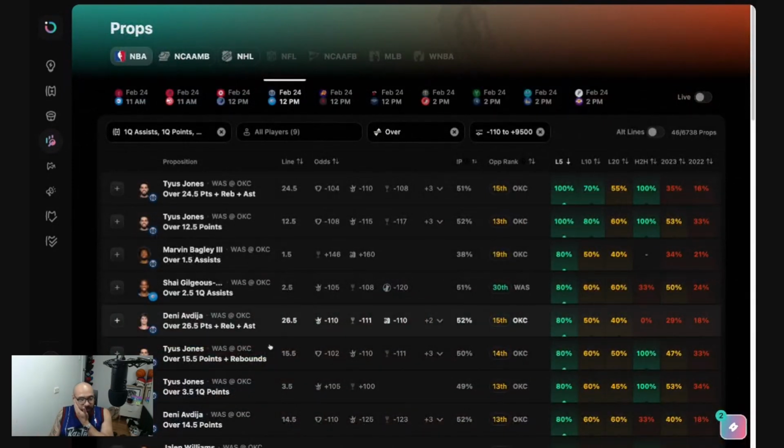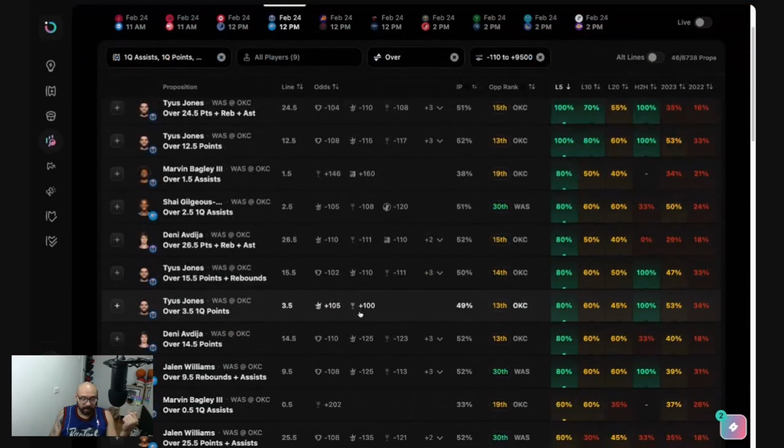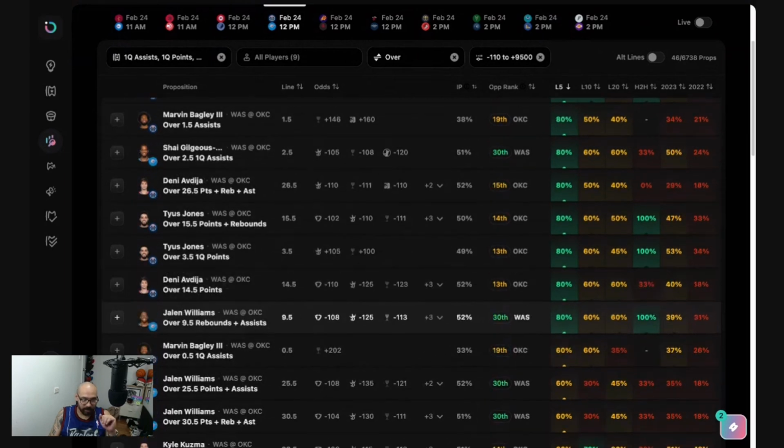What else do we have? Tyus Jones. It's pretty much Tyus Jones in most prop areas. Could be a good play. You can look at his first quarter points. You can look at his points plus his rebounds. Your boy's getting it done. I do like his points and assists the most based off everything I've seen.